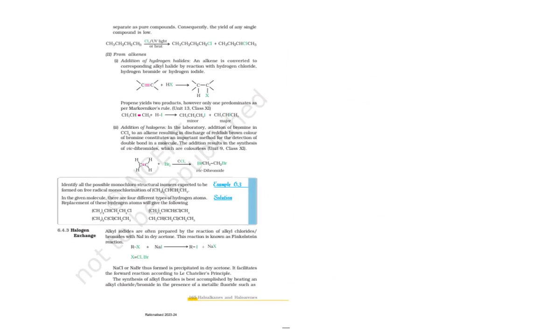Look here, they have taken butane. I will write it in bond line formula. If the halogen comes here, 1-bromobutane. If it comes here, 1-bromobutane. If it comes here, 2-bromobutane. Here if it comes, 2-bromobutane. So there are 2 products possible.